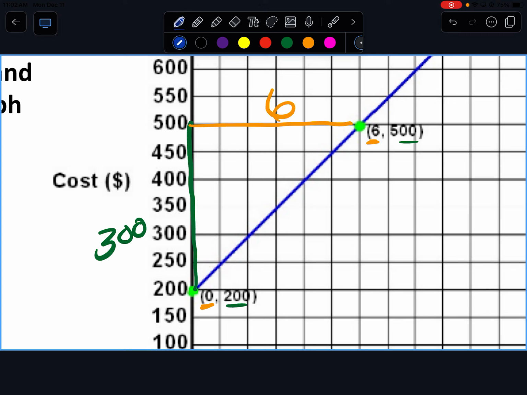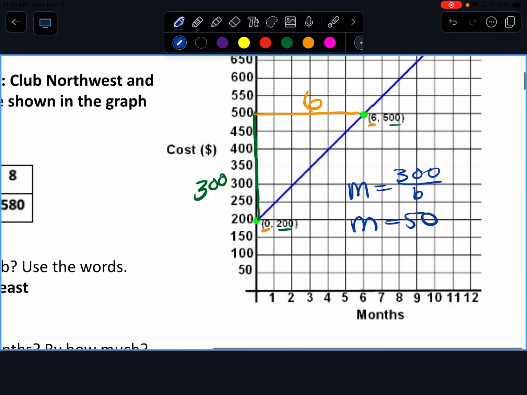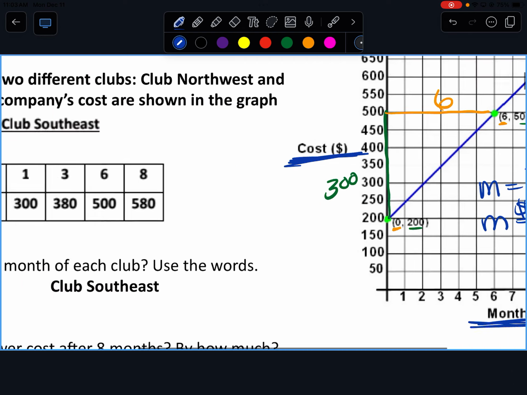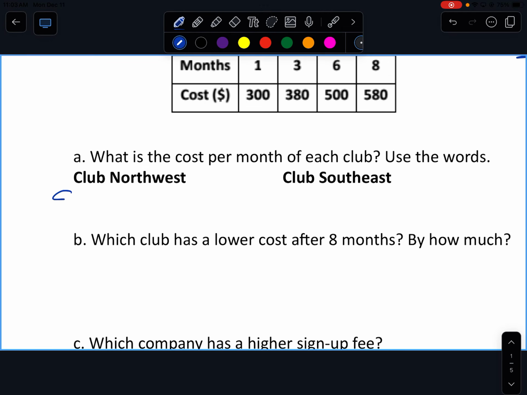So my slope of this would be 300 divided by 6. That would be 50, but it's asking for words. Remember, this is the change in y, so this is talking about the y. So that's talking about money per, and then the change in x is the months. So $50 per month. So this one is going to be $50 per month.